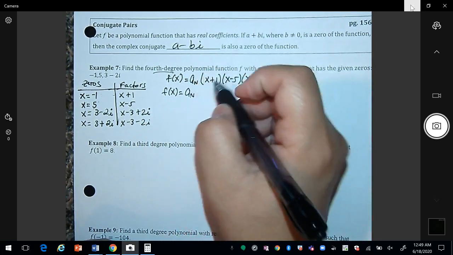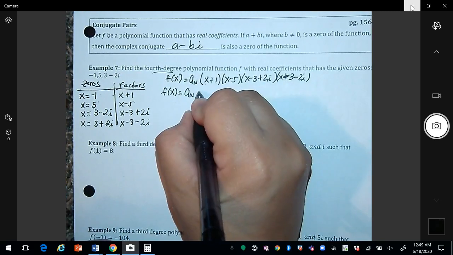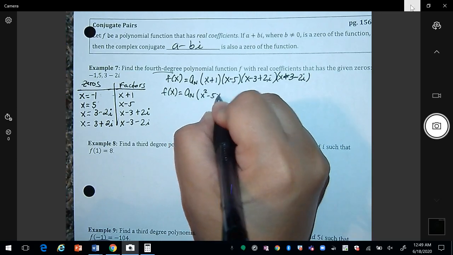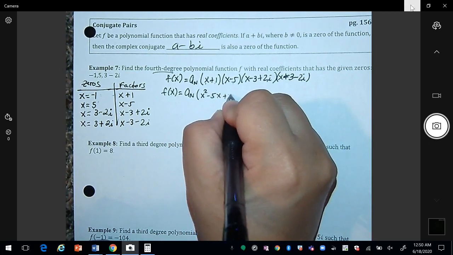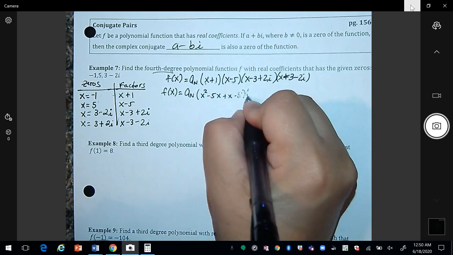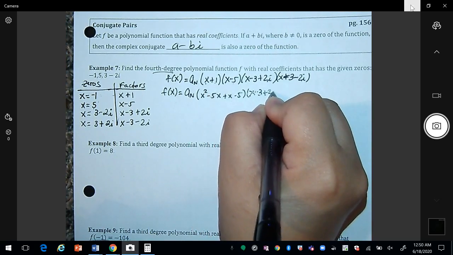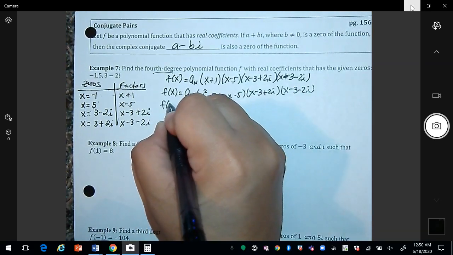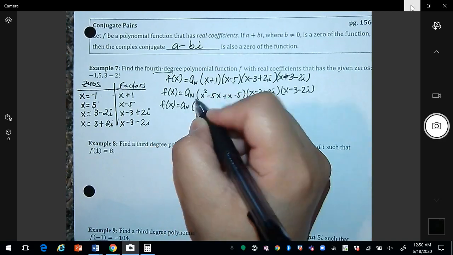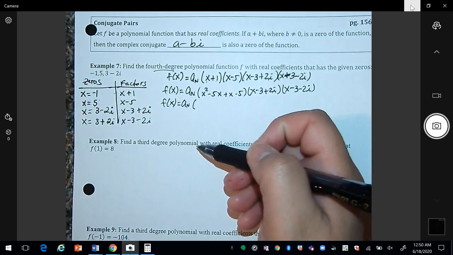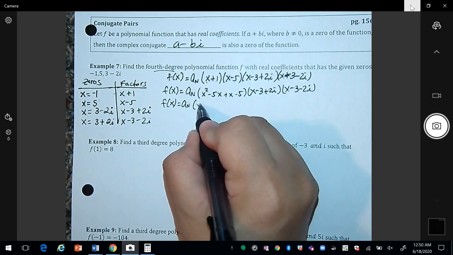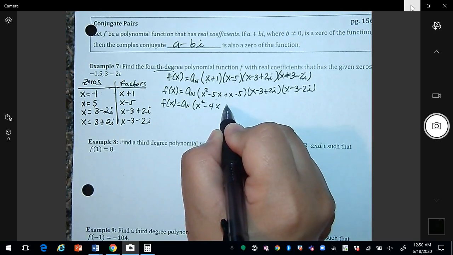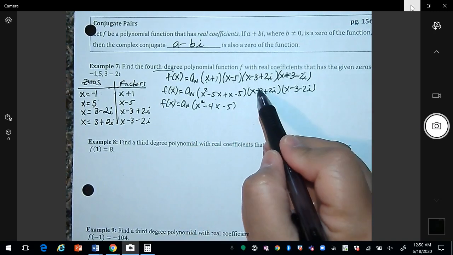So I'm going to have an, so I'm going to multiply x times x is x squared, x times -5, -5x plus 1x minus 5. Simplify the parentheses. So we have x squared, -5x and x is -4x minus 5. And then we're going to multiply this out.